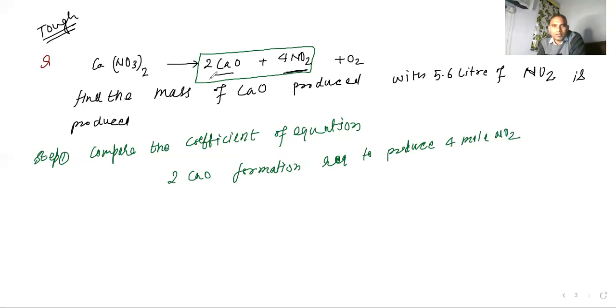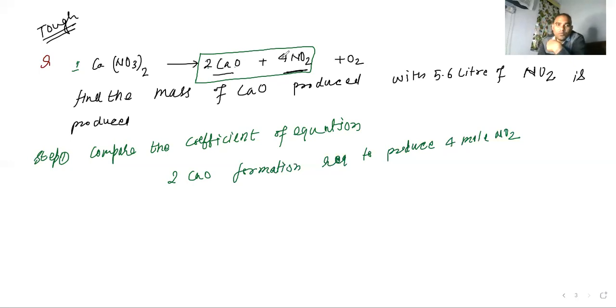See, 1 mole calcium nitrate decomposed to give 2 mole CaO and 4 mole NO2, because this is the balanced chemical equation. So it cannot be less than 2 mole and it cannot be less than 4 mole. It is 2 mole CaO and 4 mole NO2 required, 100%. So if 2 mole CaO is forming, 4 mole NO2 will also form. Yes or no? Getting my point? Yeah, okay.